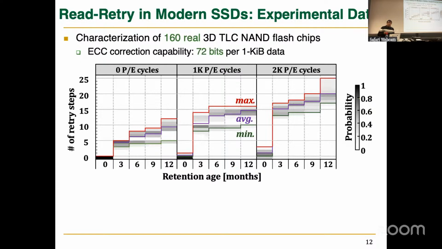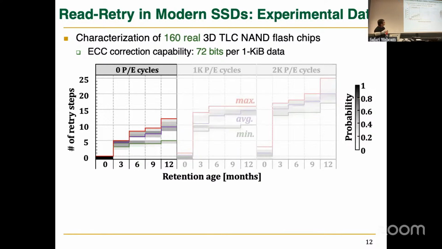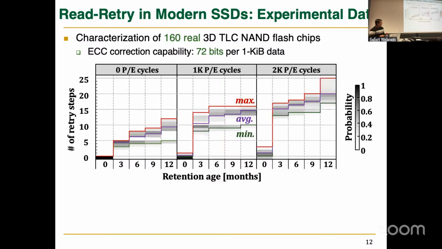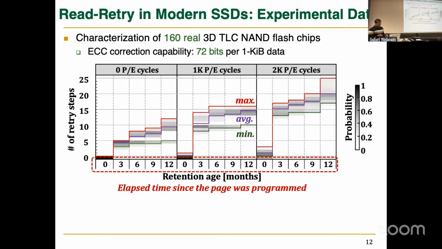So we also did some real device characterization to see how much of an overhead it is. Based on the characterization done on 160 real 3D NAND flash chips, we show here a lot going on. On the y-axis, we show the number of retry steps. On the x-axis, you see the retention age, which is the elapsed time since the page was last programmed. We also show the data for 0 program erase cycles, 1000 program erase cycles, and 2K.